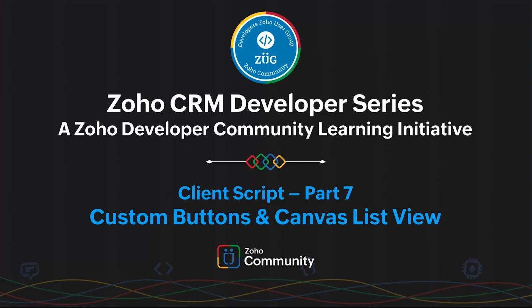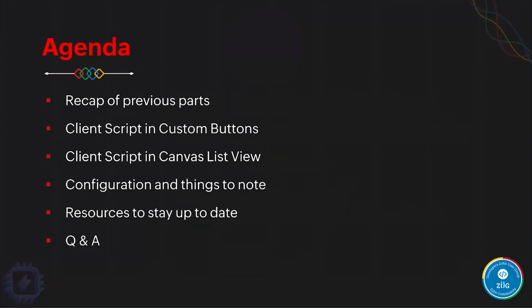So Client Script is a really fun way to work with the CRM, especially for your users. And today we'll be going through part 7 of this series. We'll be going through custom buttons, which are right now being supported, and the support is being rolled out, and Canvas list view, the support for which will start soon. Okay. So this is what we'll be going through in today's presentation.